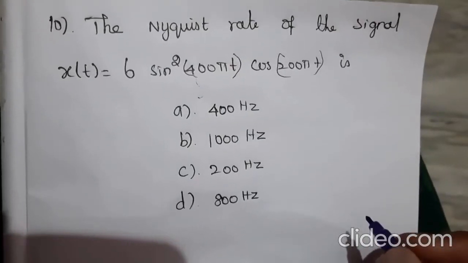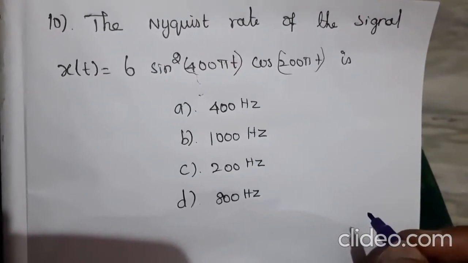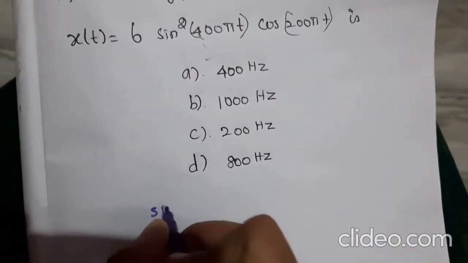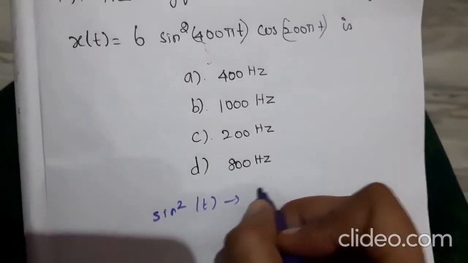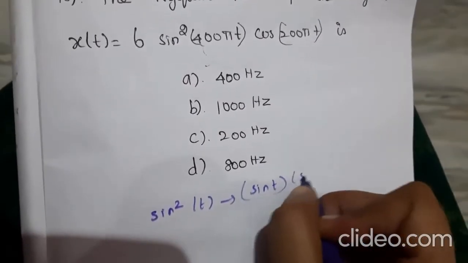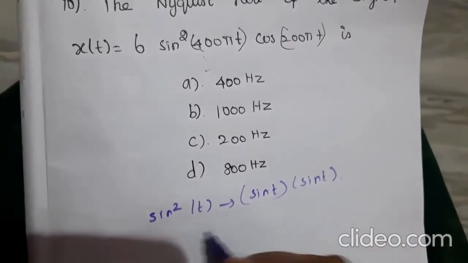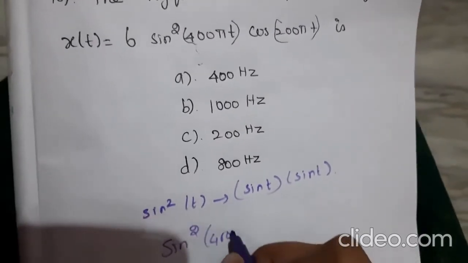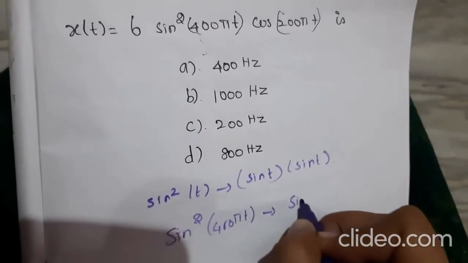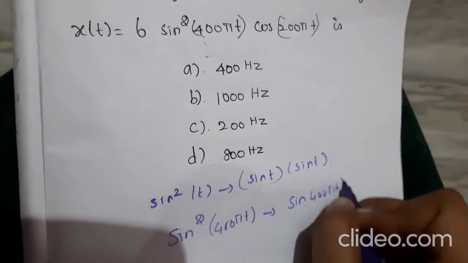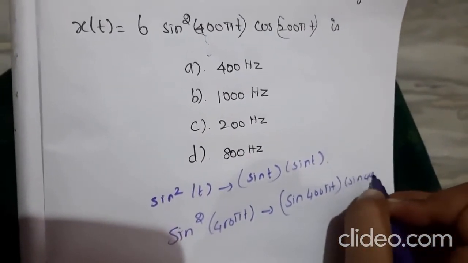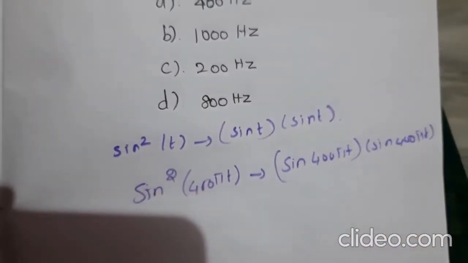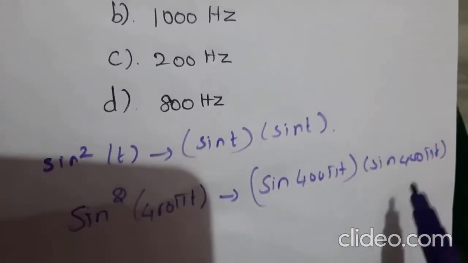Final question, the Nyquist rate of the signal x of t is equal to 6 sine square 400 pi t cos 200 pi t is. And sine square of t, we can write this as sine of t into sine of t. So sine square 400 pi t can be written as sine 400 pi t into sine 400 pi t. So now this is a multiplied signal, so we have to add these two.